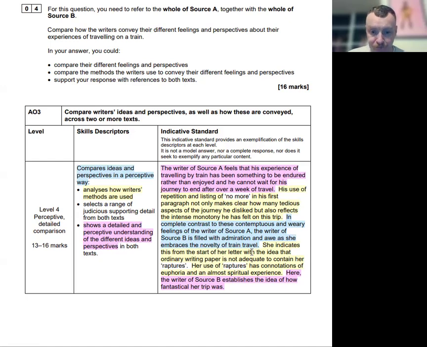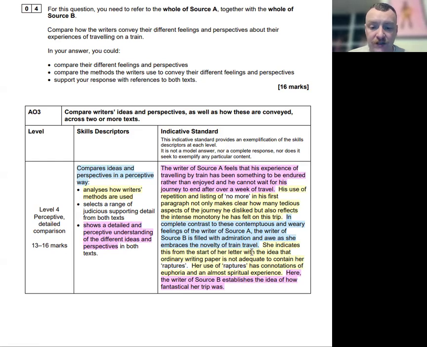In complete contrast, so again, that's a really nice discourse marker, in complete contrast. So using the vocabulary of comparison, compare, contrast, but this time the student is showing the differences. They are indicating that there is a stark difference between the two.